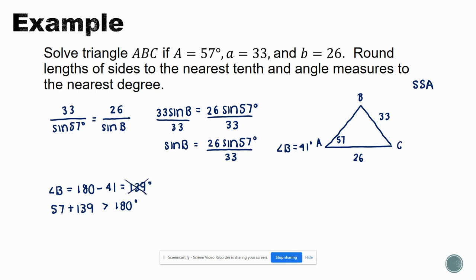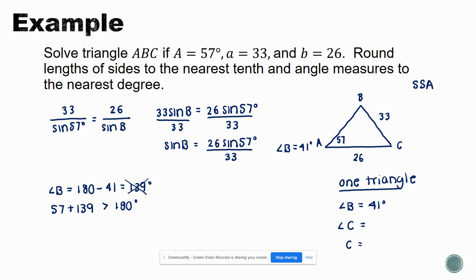And so that indicates that in this problem, there will only be one triangle. Because there's only one triangle, we know that angle B will just stay that 41 degrees. Now there are two things we have to find: we have to find angle C, and then we have to find the side of C.